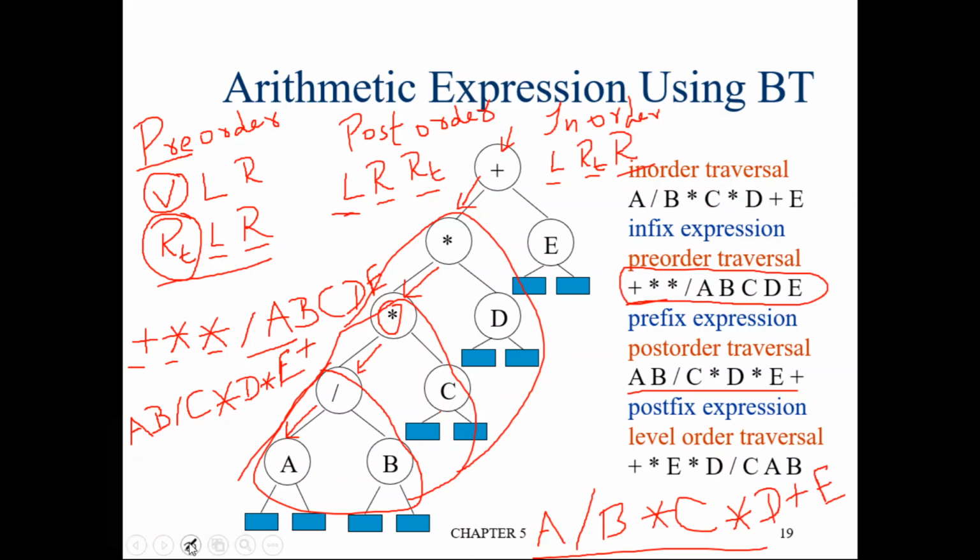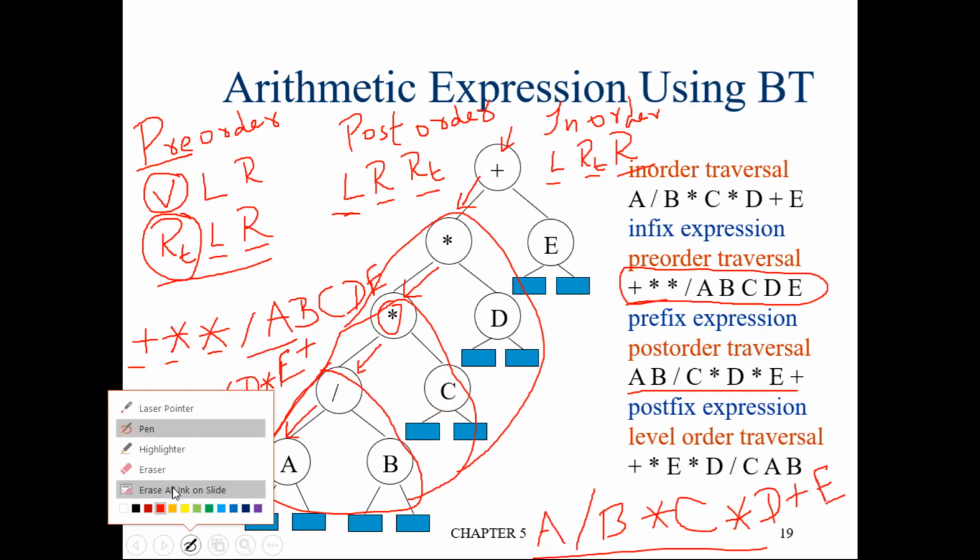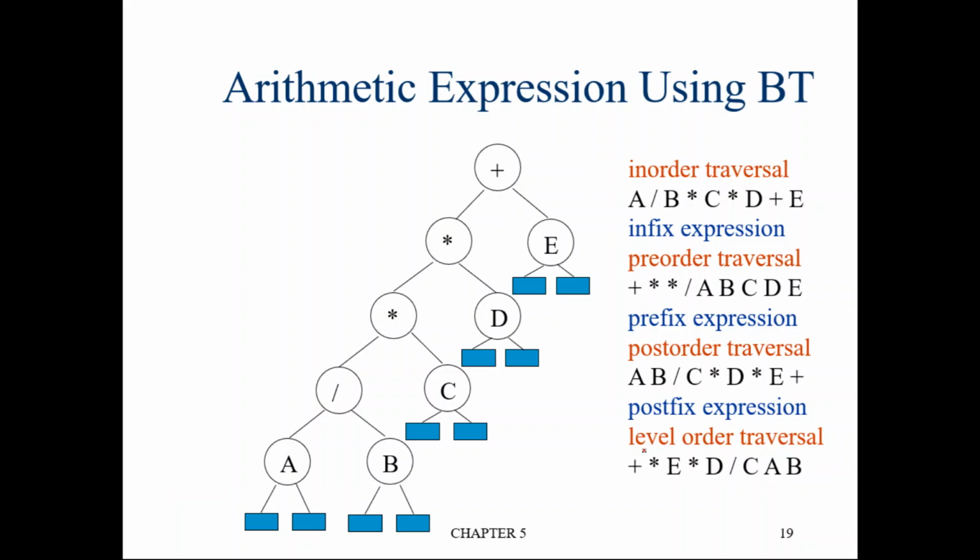So these are the three commonly used tree traversal techniques. There is another traversal technique which is called level order traversal. As the name suggests, level means visit all the nodes in a particular level, from left to right. Starting from level 1, visit all nodes from left to right.